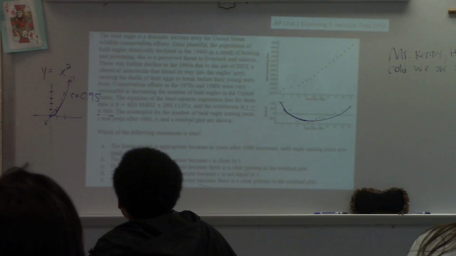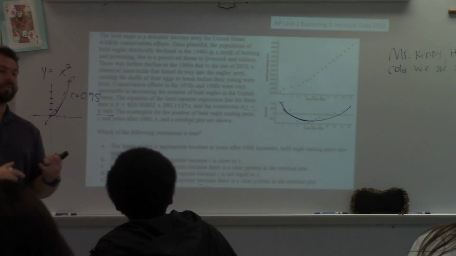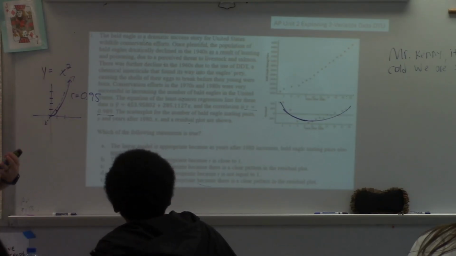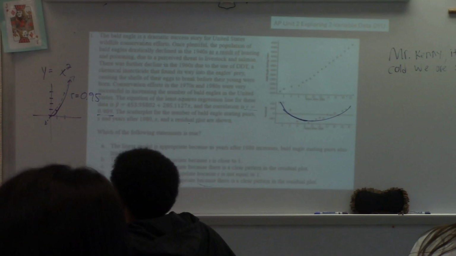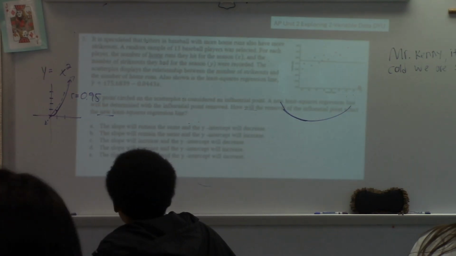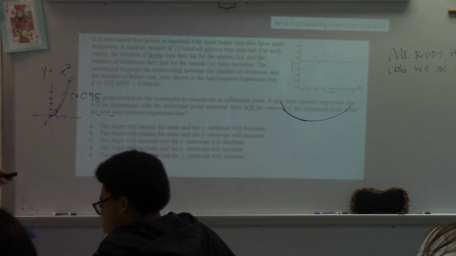So you cannot just base it on what the r is. That's why you have to look at r, you have to look at r squared, you have to look at the residual plot. It has to hit all those things. Does that make sense? Yes. Okay. So just r does not tell you the complete story. All right, number 2.